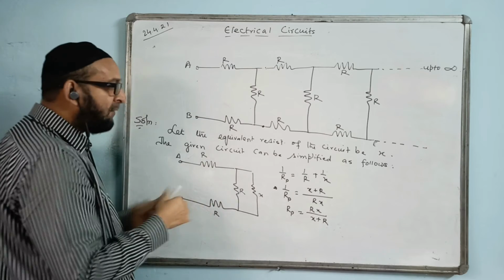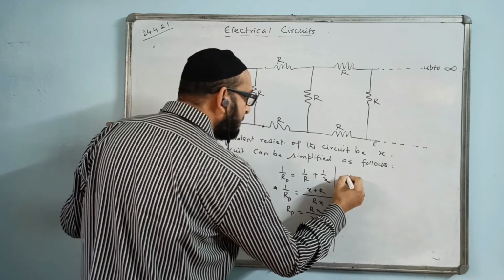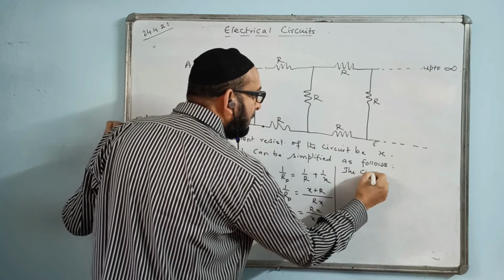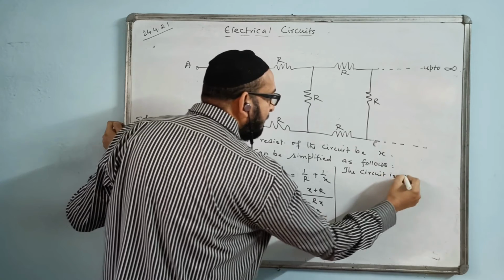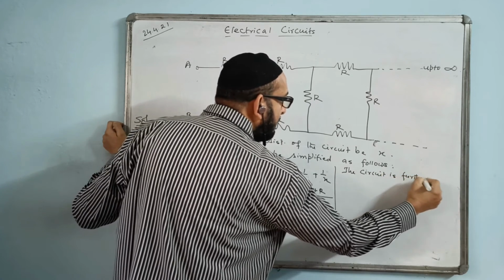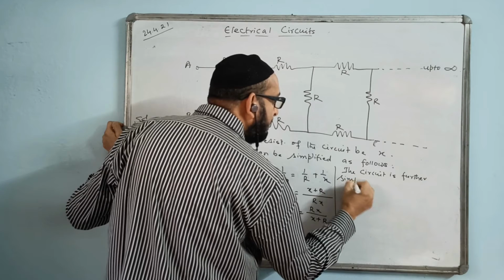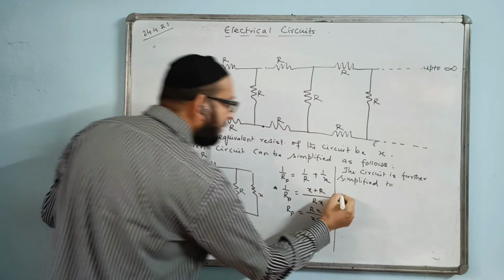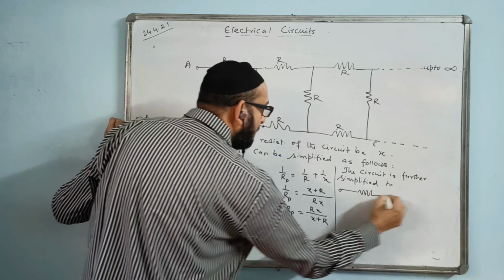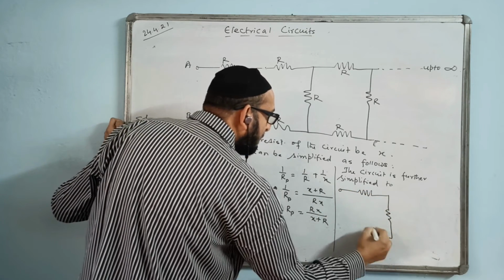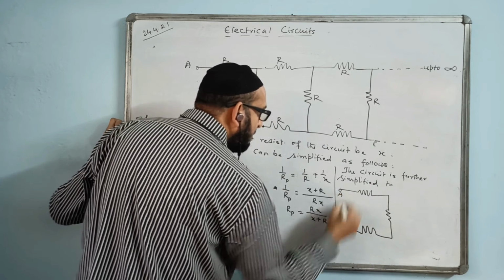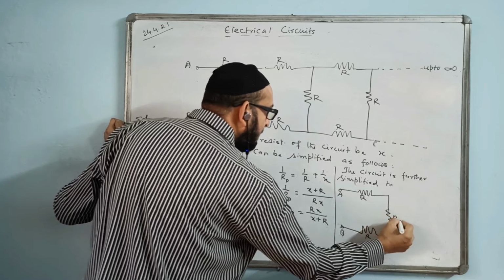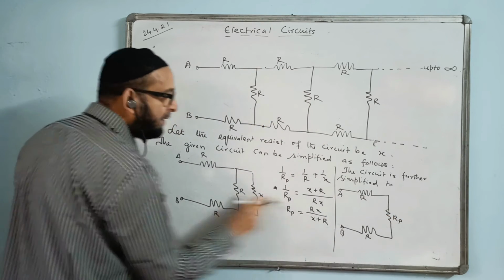And once again we simplify the circuit further. Now we write like this: the circuit is further simplified to, again, like this. This is A, this is B, this is R, this is R. This thing is becoming RP, because we combine these two and we write the value there as RP.